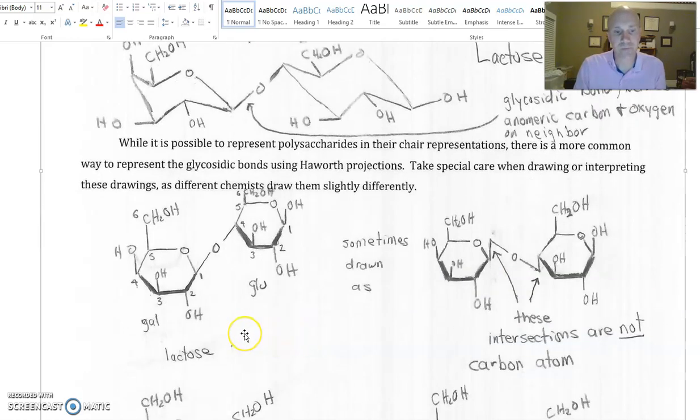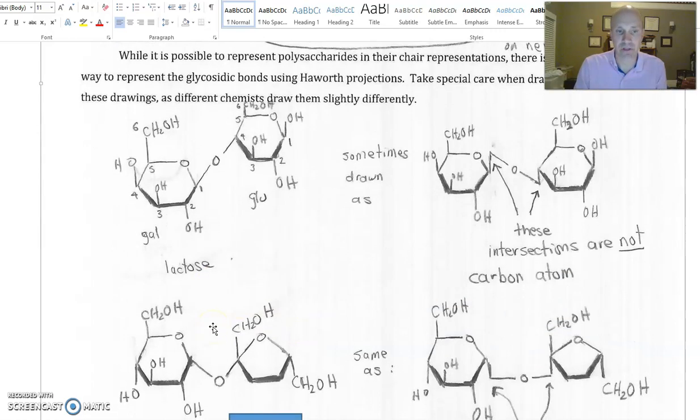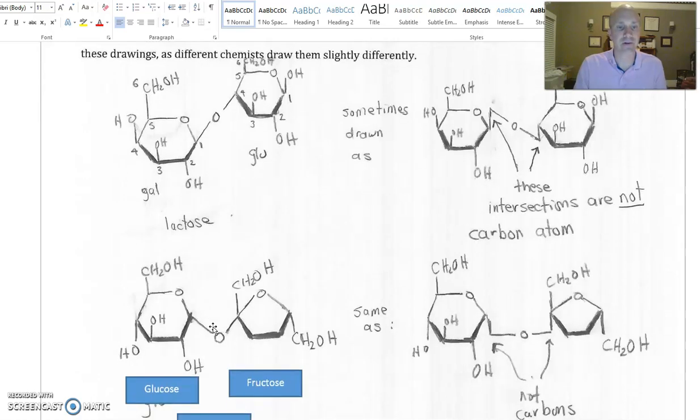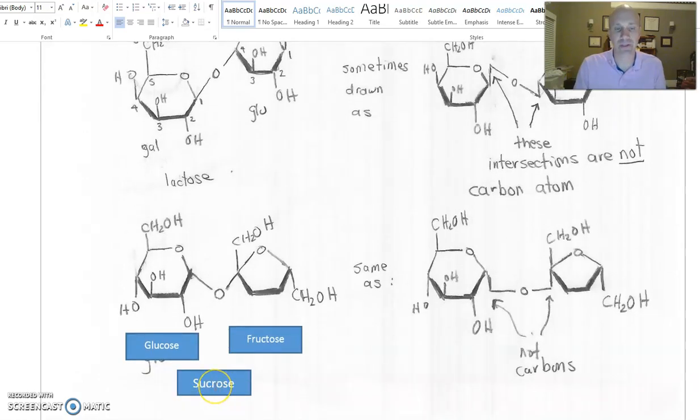Another common example of a disaccharide is sucrose, which is commonly table sugar. Sucrose is made up of 2 monosaccharides, glucose and fructose. I want to point out that I made a mistake here. There should be an OH going down here, but there should be an OH going up here. So I omitted 2 of the hydroxyl groups. Same thing over here, a down OH over here and an up OH over here.